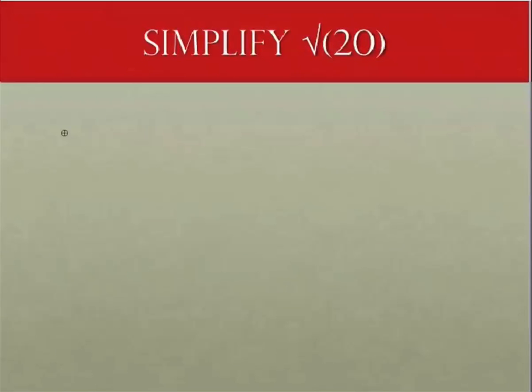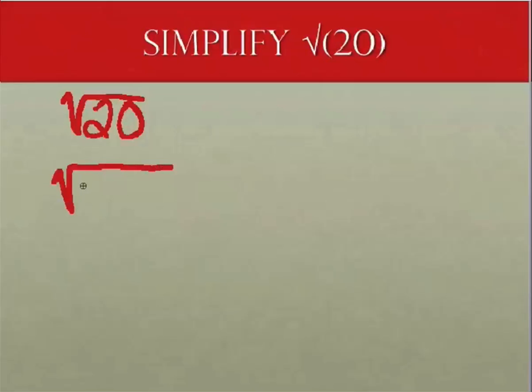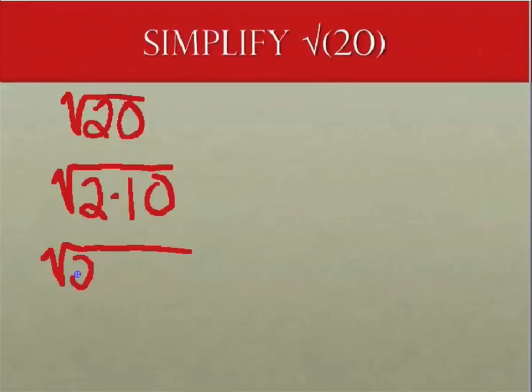Our second problem has us simplifying the square root of 20. The square root of 20 can be simplified by first breaking 20 into its prime factorization. 20 is another way of saying 2 times 10. 2 is a prime number, but 10 can be broken down further. So our 2 stays, and 10 can be broken down into 2 times 5. 5 is also a prime number, so the factorization of 20 is 2 times 2 times 5.